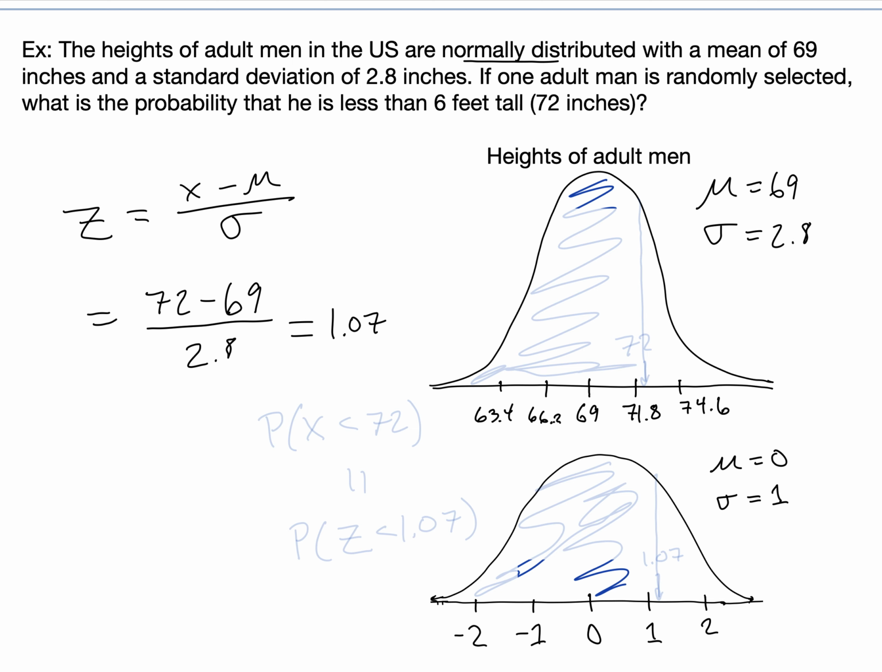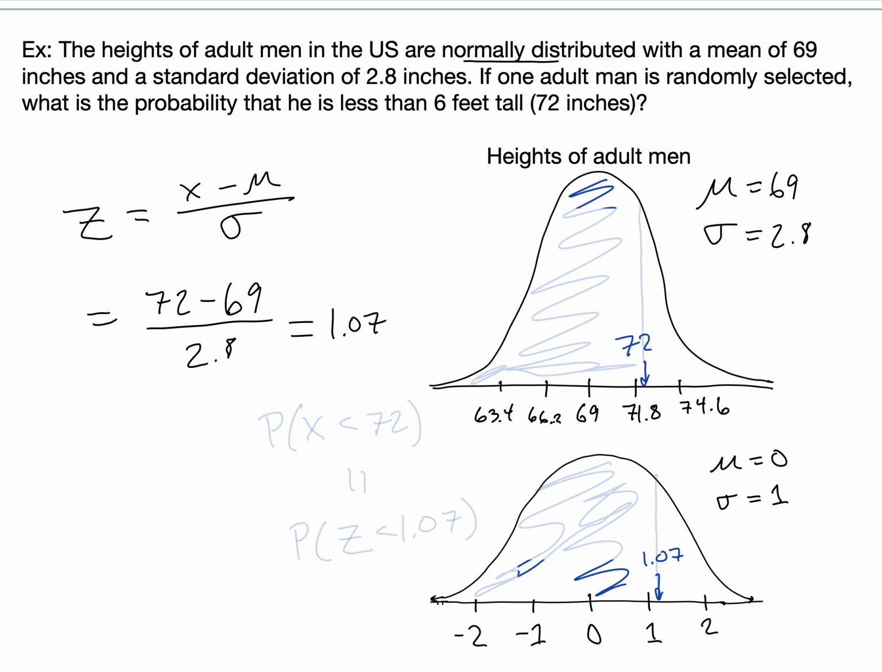So this 72 inches right here is going to map down to a z-score of 1.07, and that makes sense intuitively. 72 inches is just over one standard deviation above the mean, so it makes sense that this would correspond to a z-score of just over 1. And so, now we know.